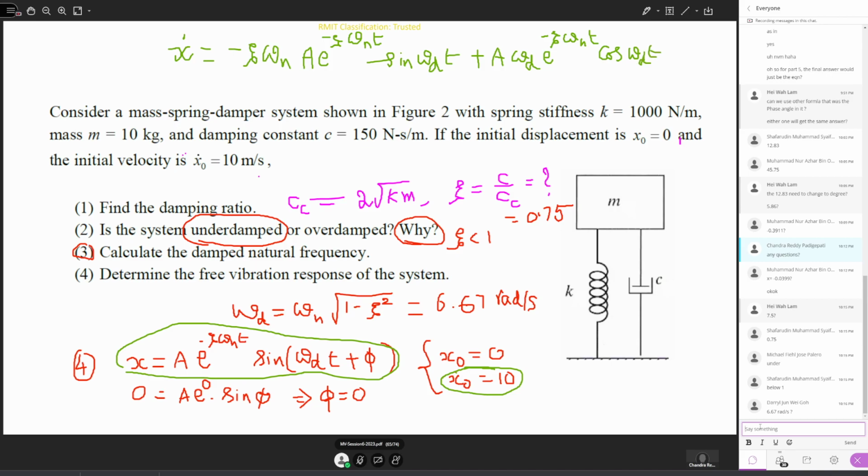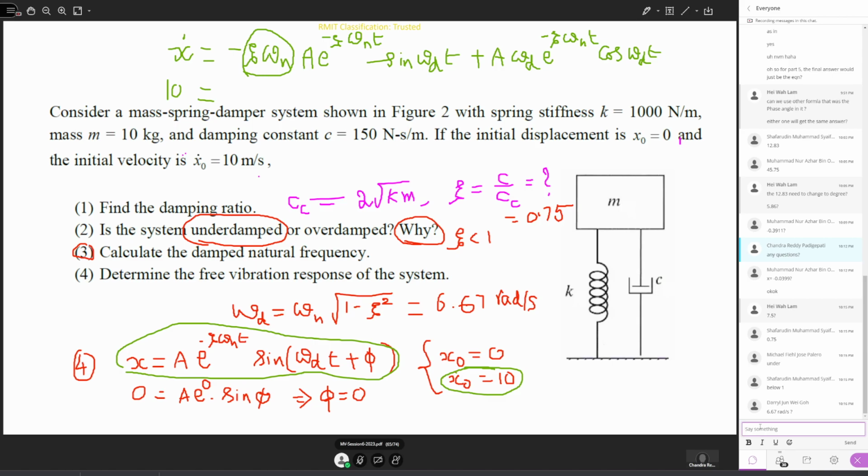So this will be the velocity when you differentiate this expression. You will get the velocity x dot like this. Now we replace time t equal to 0 and x dot equal to 10. So now substitute everything: eta into omega n. Omega n value will be there, eta value is there, so you can calculate the value of this.